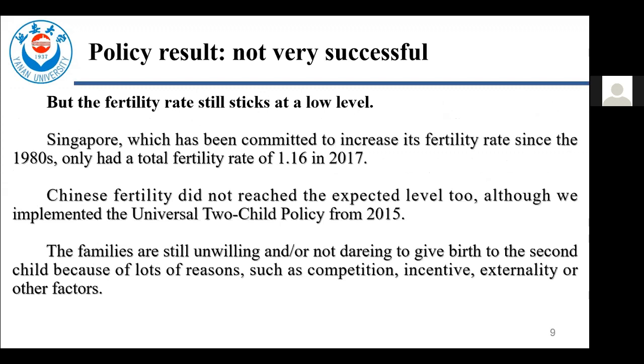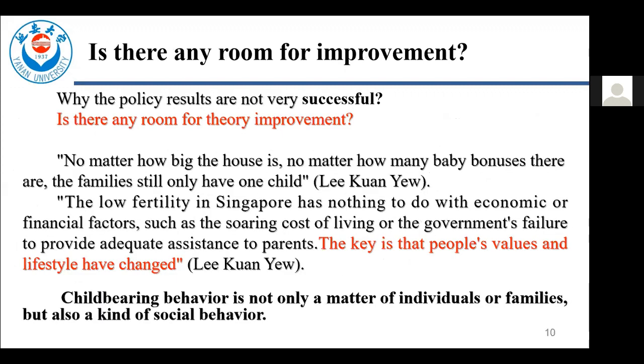For example, Singapore, which has been committed to increase its fertility rate since the 1980s, only had a total fertility rate of 1.16 in 2017. Chinese fertility did not reach the expected level too. The families are still unwilling or not daring to give birth to the second child. And we want to know why the policy results are not very successful.